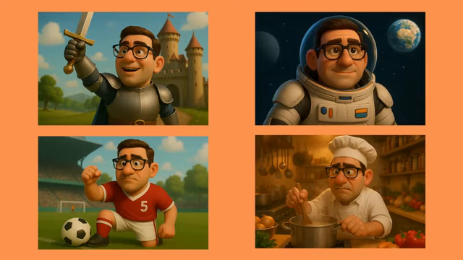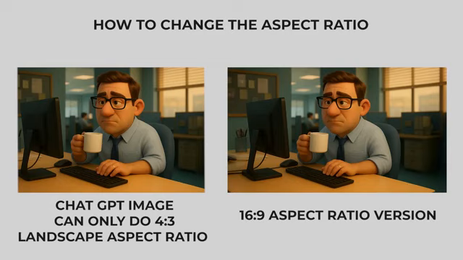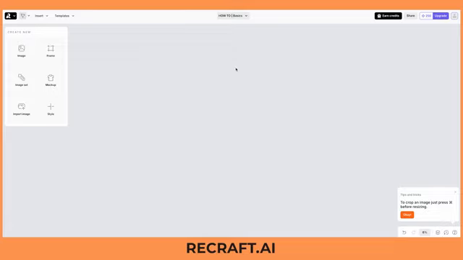You're not just stuck to how they initially look. The problem with ChatGPT is that the images come out at a 4:3 aspect ratio, but the most common aspect ratio is 16:9. So if you do want to change your image, you can use websites like Recraft. You can sign up for free and they give you a handful of credits to use. So I'll just show you how to use it now.